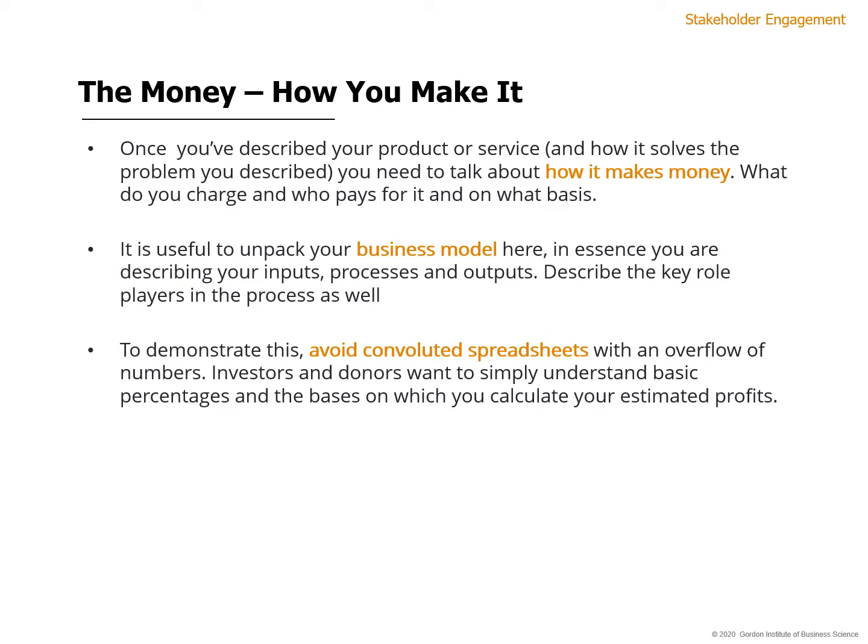So if you can articulate that very clearly, in other words, what you are selling, why people are buying it, how much they're paying for it, those are the important elements to consider at a very, very simple level. It's also useful to unpack your business model. Typically, depending on the complexity of your organization, you sell more than one thing.